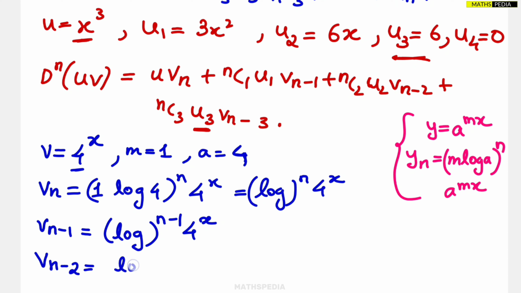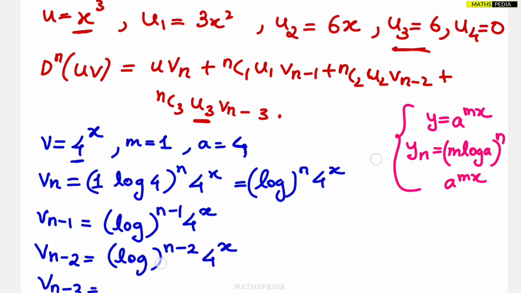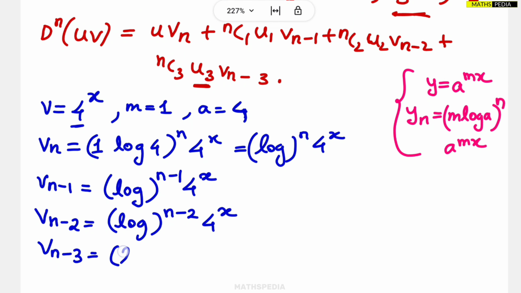Next, vn minus 2 also I need. So I have to write it as log, in place of n minus 1, it will become now n minus 2, 4 power x. Next, vn minus 3, what will happen? Log 4 power n minus 3, 4 power x. So all the terms we got. Now we have to find nc1, nc2, nc3 also.